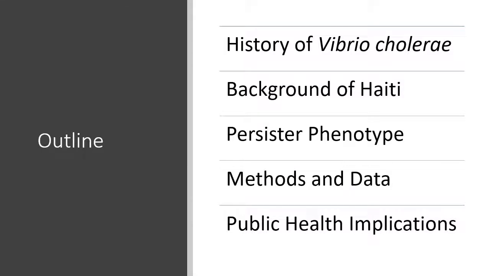Before we begin the presentation, I just wanted to lay out a quick outline of some of the topics I'll be hitting. The first topic is the history of Vibrio cholera, followed by the background of what's going on with the Haiti situation. Then I'm going to explain more about the persister phenotype. After that, we'll hit some methods and data for the study that was done. And then to wrap it up, we're going to look into the public health implications, just to give you a little reason why the work being done with this study is very important to the people and how it affects even us here in the United States.